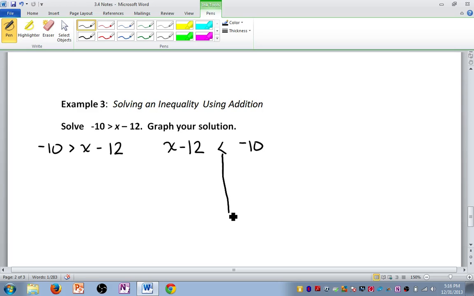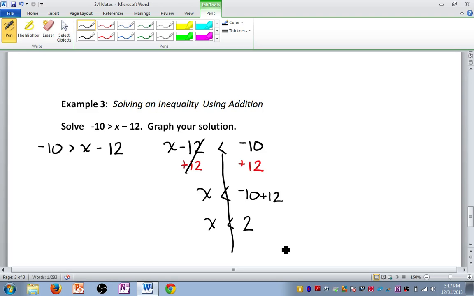If we're going to work off of this one, we're going to follow the same steps. Use our inverse operation. I want to isolate the x, so we're going to get rid of the 12. Do the same thing to both sides. I get rid of that. That leaves me with x. Bring down my symbol. X is less than negative 10 plus 12. If I'm adding two different signs, I find the difference. So the difference between 10 and 12 is 2, and I take the sign of my larger number, which makes it a positive.